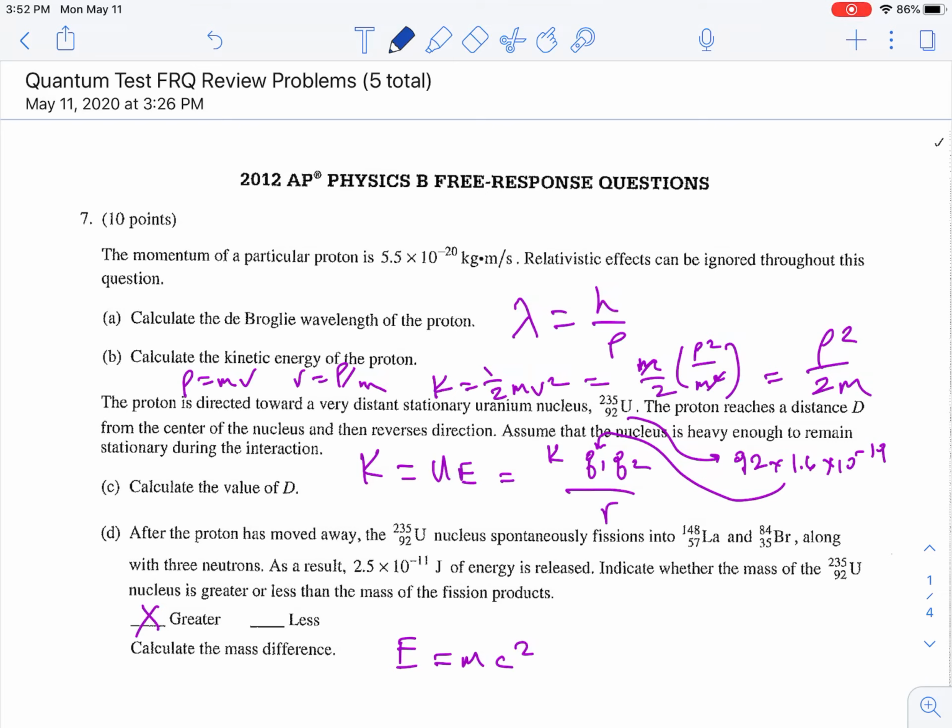All right, so I'm just going to kind of briefly work through this. Out of all the tests, this is going to be the last one. Kind of bittersweet.